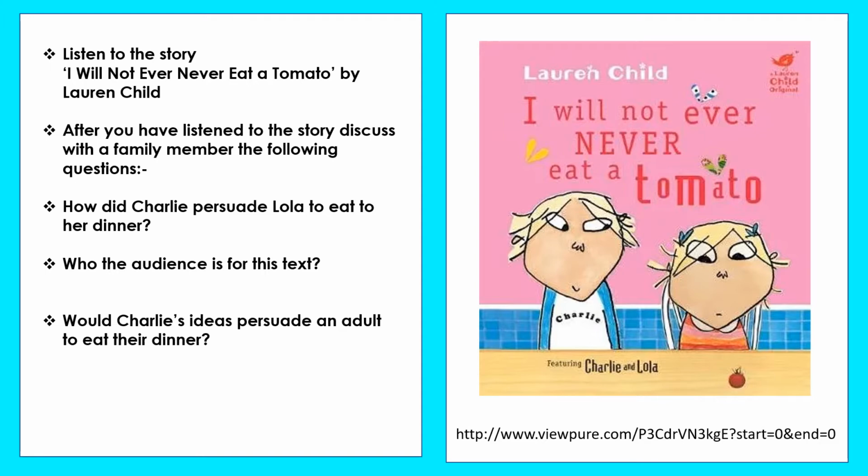Did you enjoy the story? Now, if you're with your family member, maybe you can discuss these questions with them. If not, just think about them to yourself. So how did Charlie persuade Lola to eat her dinner? When Lauren Child wrote the book, who was she writing it for? Who was the audience? Did she write it for adults or did she write it for children? How do you know? And really, do you think Charlie's ideas would persuade an adult to eat their dinner?